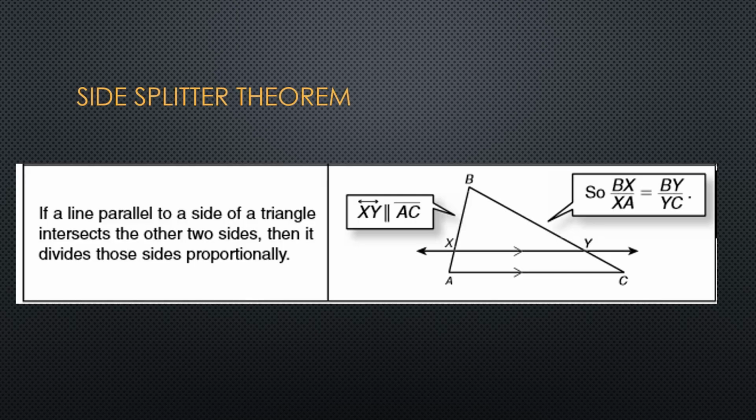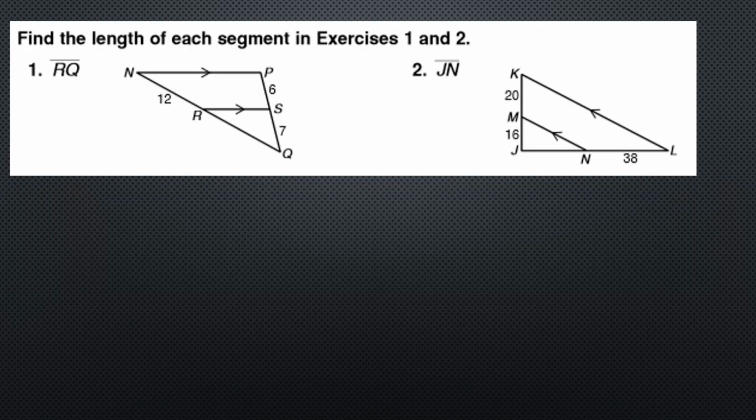And let's get started. The first of the two theorems for this learning target is the side splitter theorem. Basically you have a triangle and a parallel line is drawn to one of the sides. That's what you're looking at here. When that happens, you want to remember the following. Parallel lines create proportional parts. Here is what that looks like.